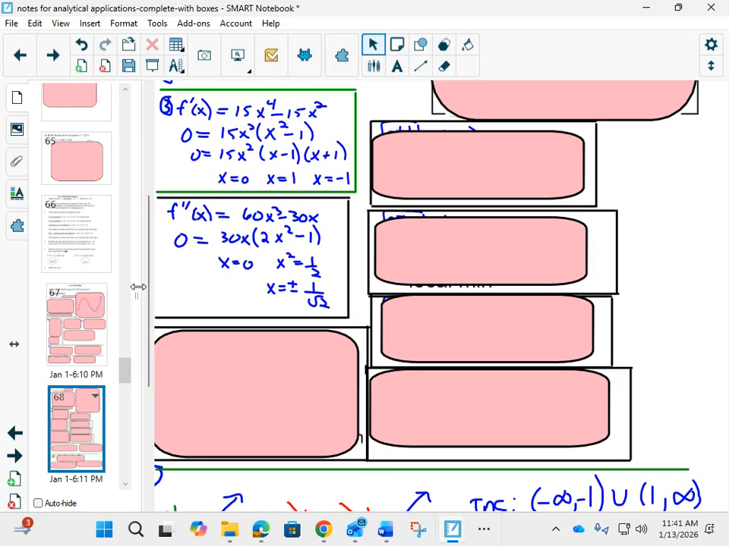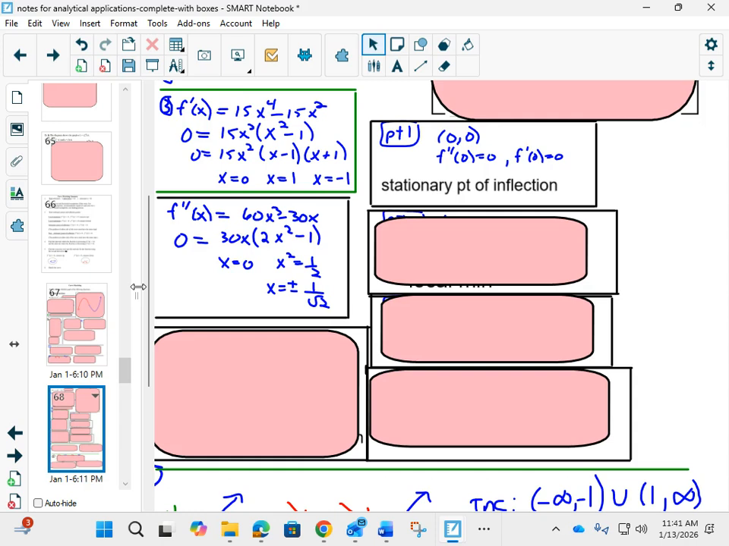In this next section, the next thing I would do is find all of my points. I plug in 0, 0, I know that's a stationary point of inflection. I plug in 1, 1, -2 is a minimum. And in this box, I also put the second derivative test.